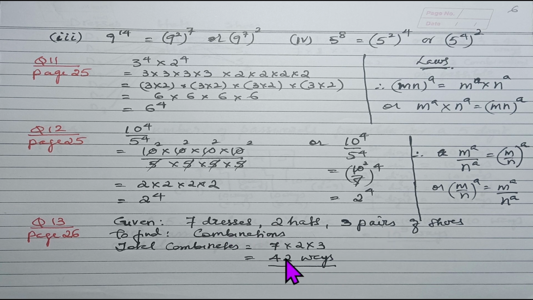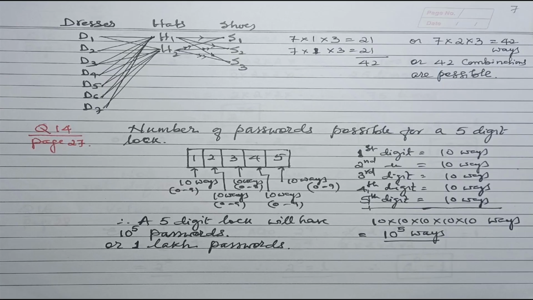The one combination worn on the first day will be worn again after 42 days. So that is the meaning of that. Therefore, total combinations are 7 into 2 into 3, that is 42 ways. A very unique method of dressing the clothes which we have.